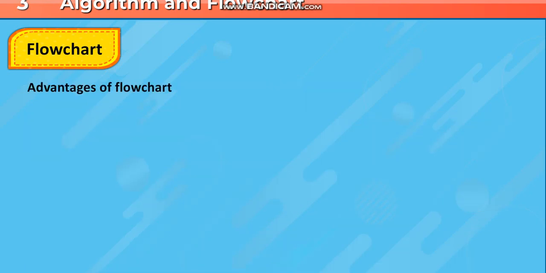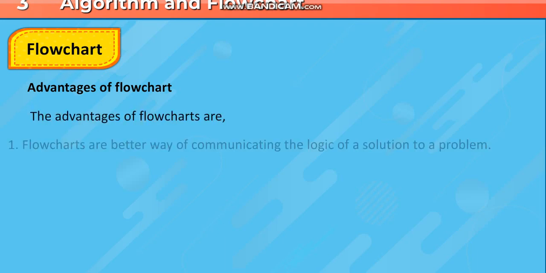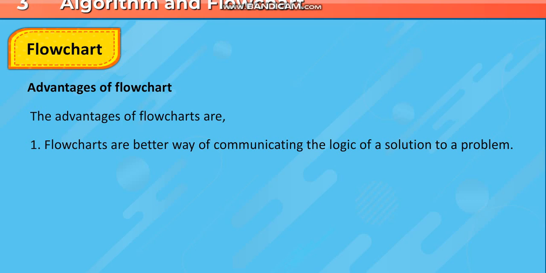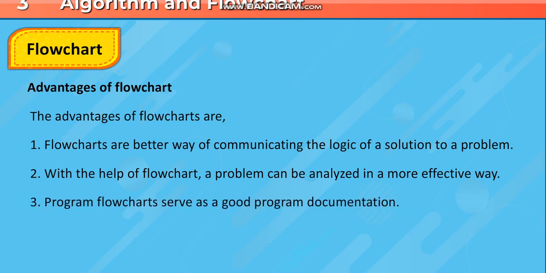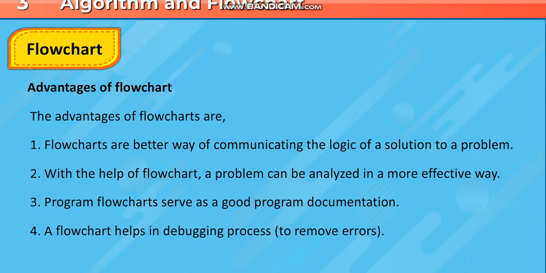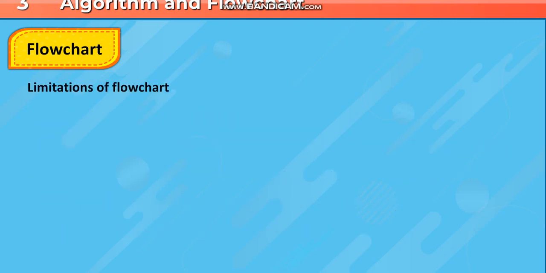Advantages of flowchart. The advantages of flowcharts are: Flowcharts are a better way of communicating the logic of a solution to a problem. With the help of a flowchart, a problem can be analyzed in a more effective way. Program flowcharts serve as good program documentation. A flowchart helps in the debugging process to remove errors.